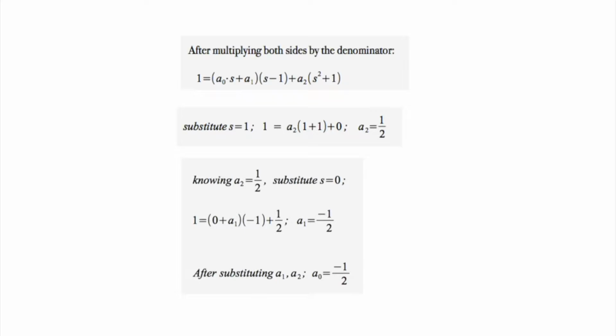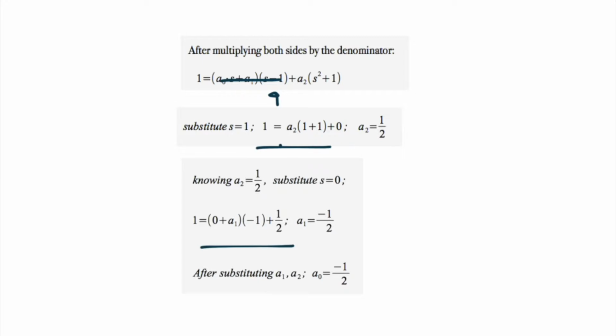From here, to get the constants, we just want to be clever and substitute some strategic values. If you pick s equals 1, then you get a 0 here, so this term goes away, and you're left with this: 1 equals a2 times 2, basically. So solving for a2, you get 1/2. Now that you know a2, I'll pick another clever value, 0, because this makes one of our terms go to 0, and we're left with what's down here. You get a1 equals minus 1/2.